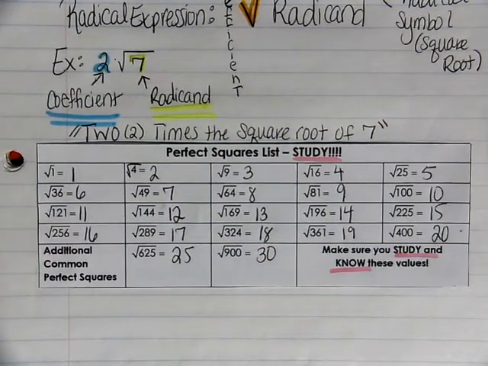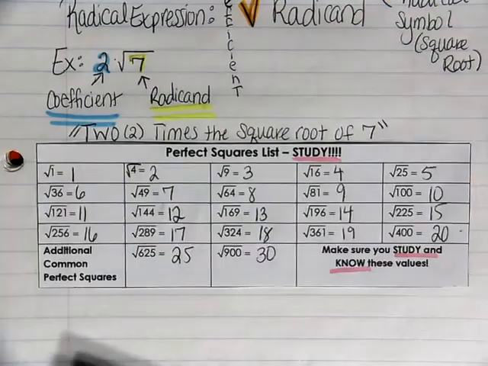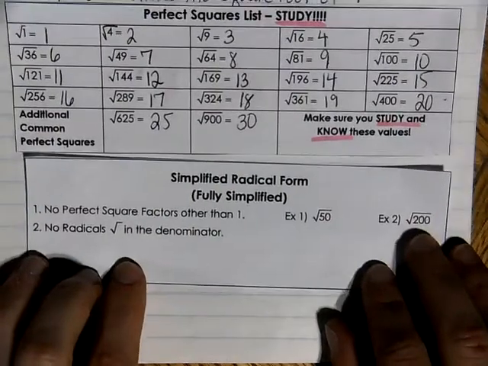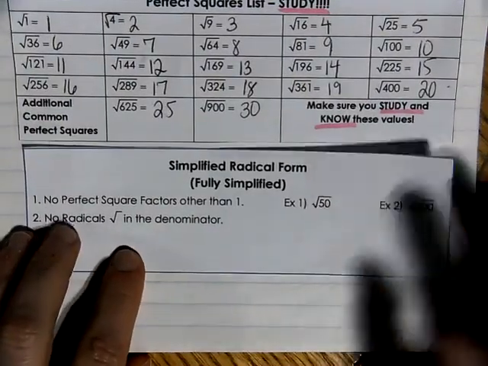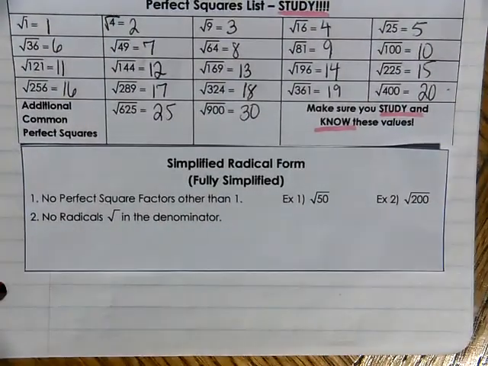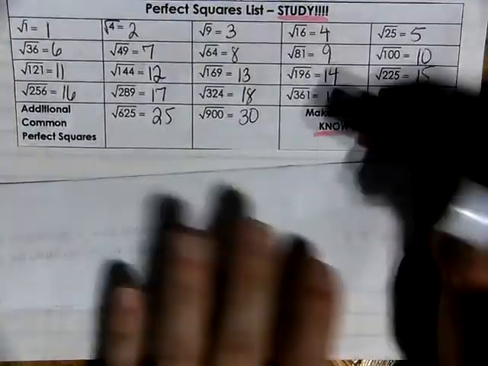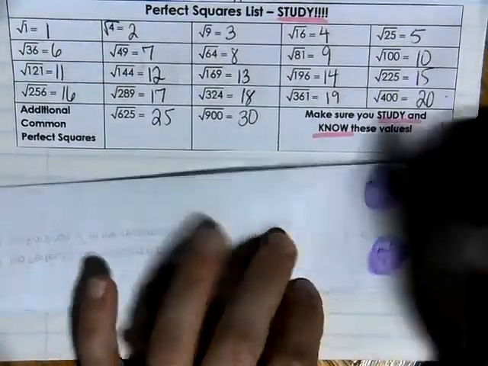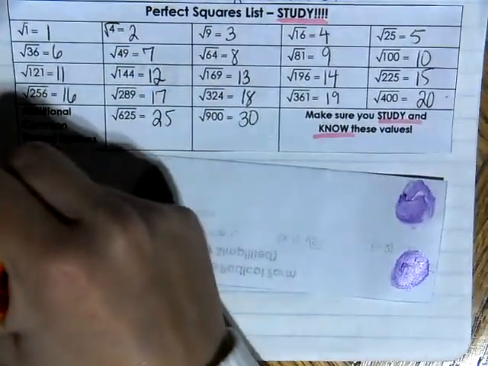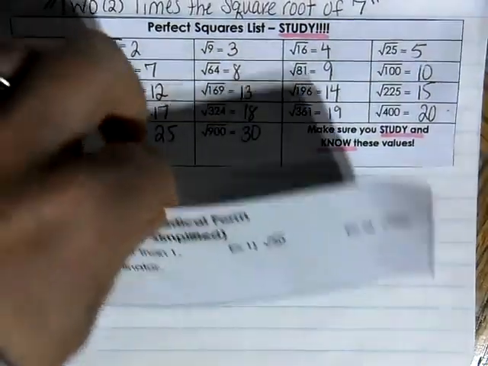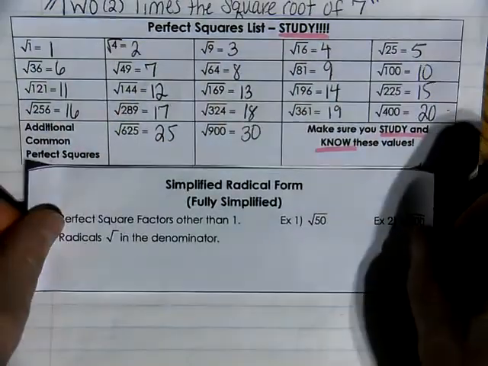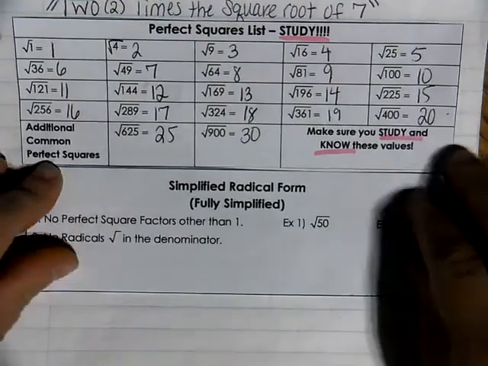All right, here we go. Please go ahead and take out the simplified radical form. So we're going to go ahead and paste it just below. And directions will say, please simplify the radical into simplified radical form.